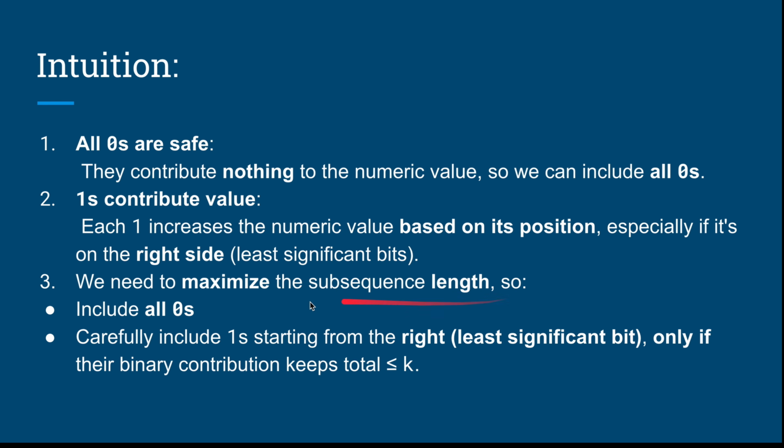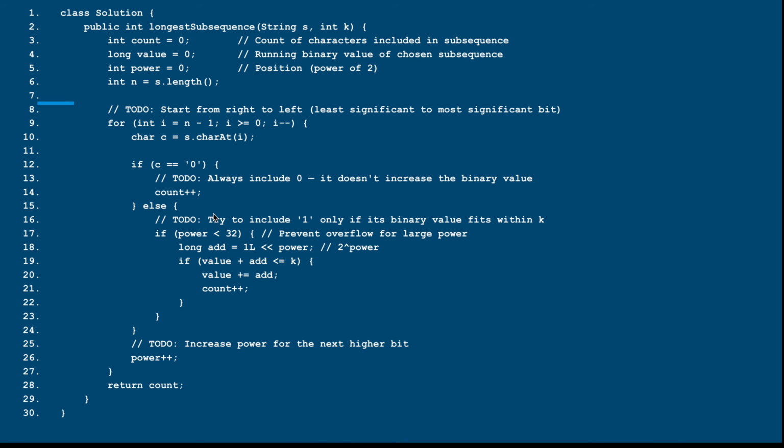That will include all zeros, right? And carefully it will include 1s starting from the right. So the less significant bits we will use here, the LSB, and only if their binary contribution keeps the total less than or equal to k. Understand? Means we'll go for all the zeros that are safe, because these are safe, right? And they will contribute with the 1s contribution value. Okay, and we have to maximize the subsequence length.